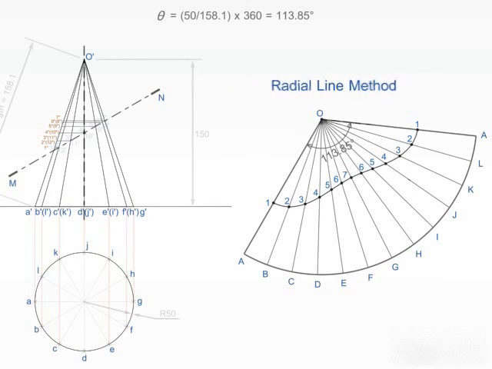We just learned how to create developed surfaces of various geometric solids using radial line methods.